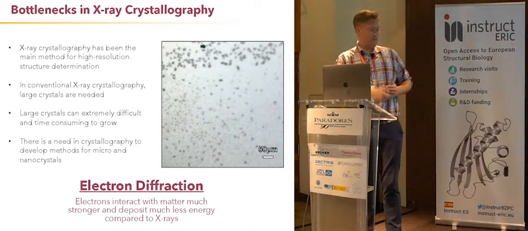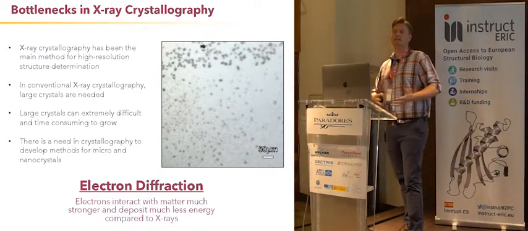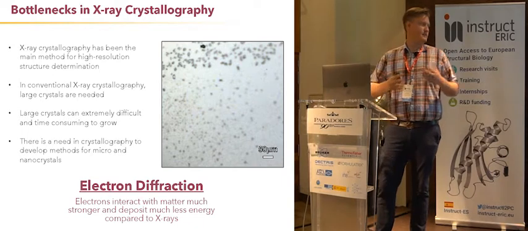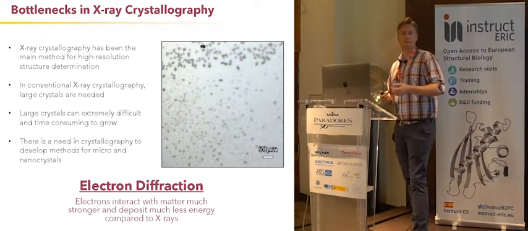The main point is that electrons interact with matter much stronger than X-rays. They deposit less damaging radiation compared to X-rays. So that means you can get structural data from smaller and smaller crystals.